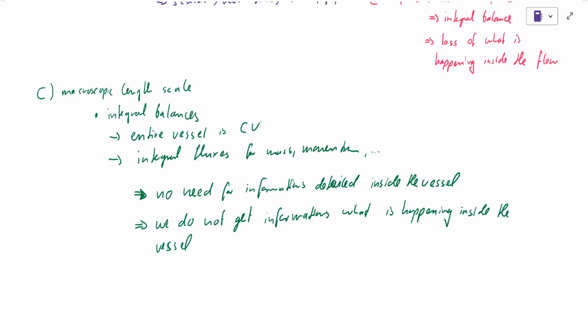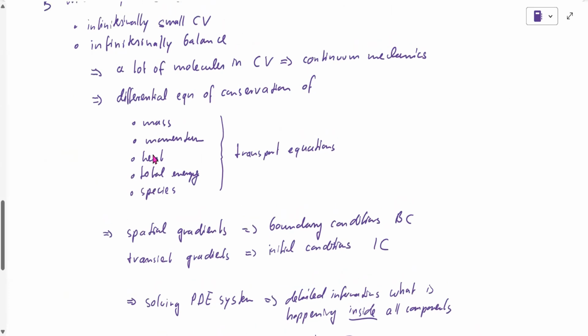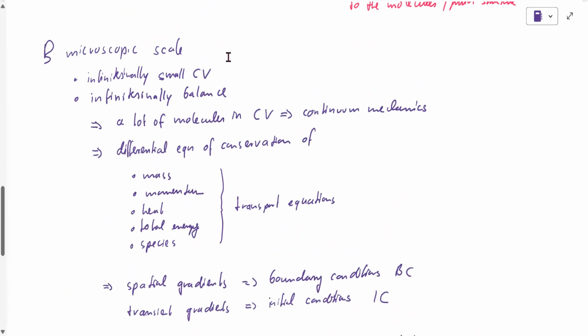That makes most sense. If we want to optimize the flow inside a vessel or a reactor, a pump, or whatever, then of course the macroscopic length scale doesn't make any sense because we do not get detailed information about what's happening on the length scale that we're interested in. Therefore, if we want to optimize something, so not the complete system, but a reactor or something like that, then we have to look at the microscopic scale.